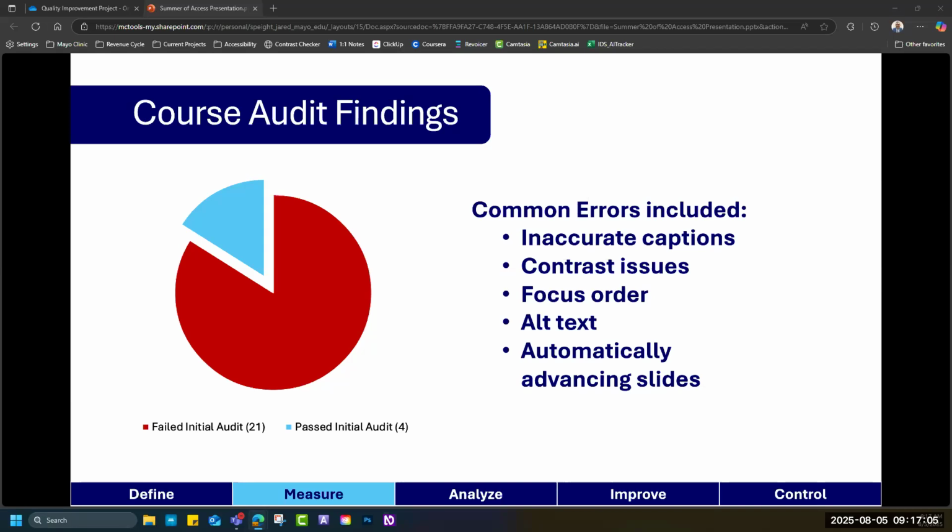So after completing that measure phase, we had all the information of what was wrong or what we needed to address. But we wanted to learn more with the DMAIC process. It asks you to next analyze. So we'll go ahead to that next slide.